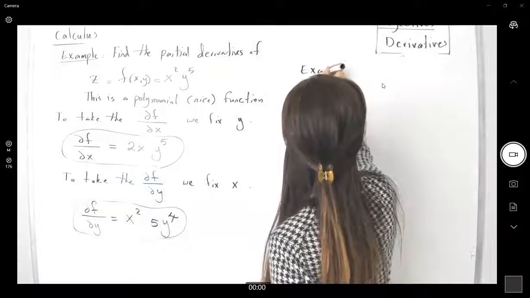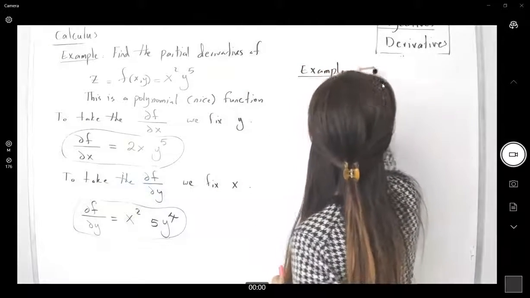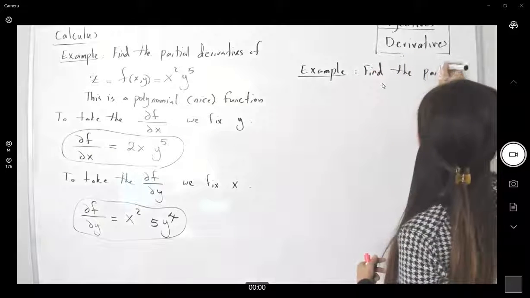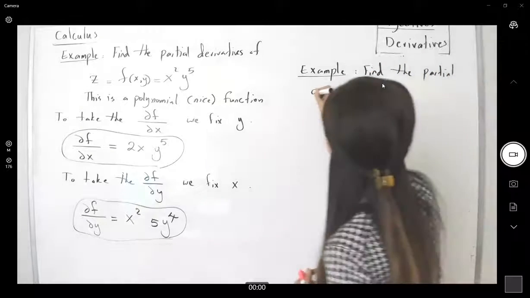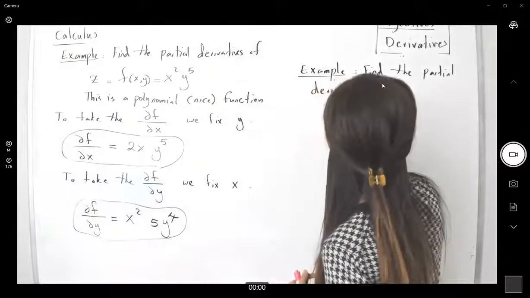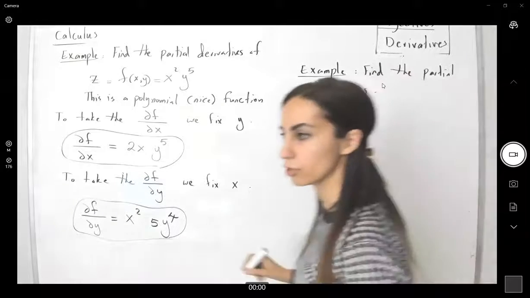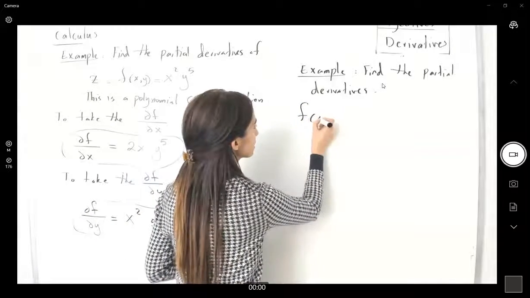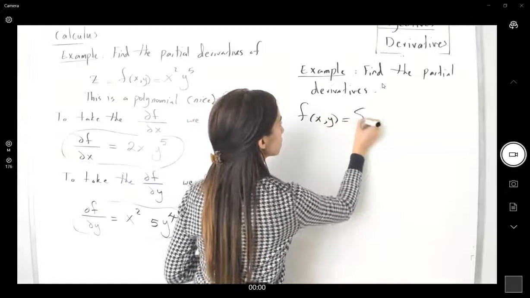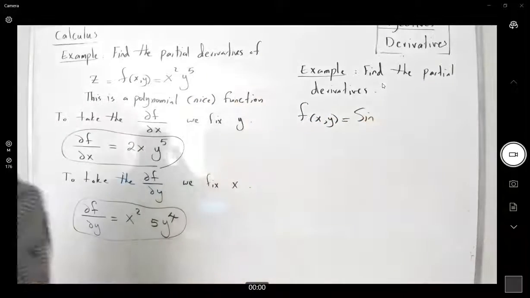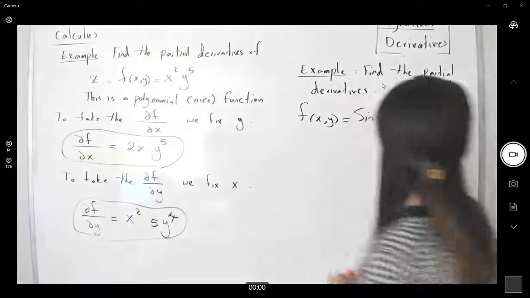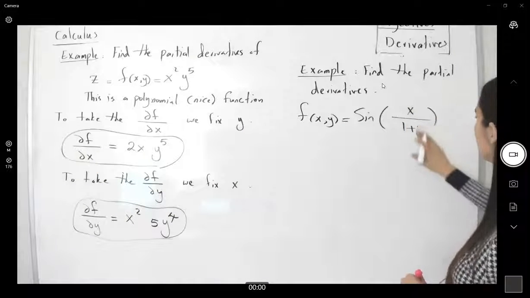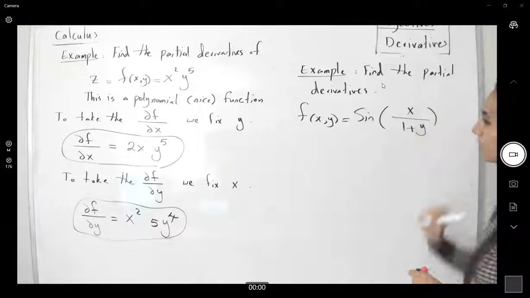Another example for you. Find the partial derivatives of the following function. Here you have z, or f of x and y, equals sine of x divided by 1 plus y. Very nice function.